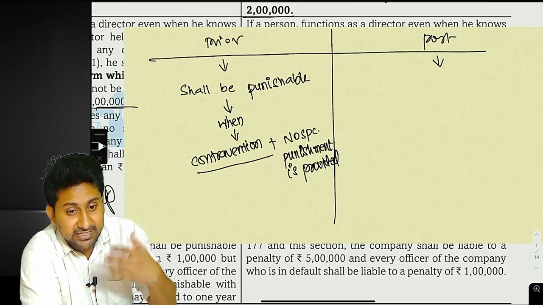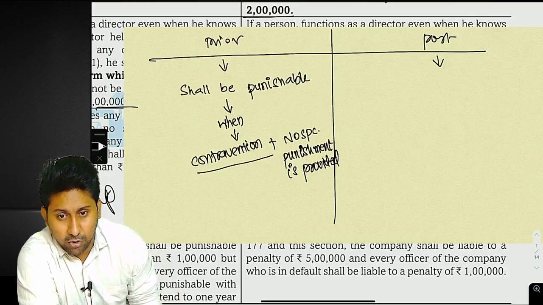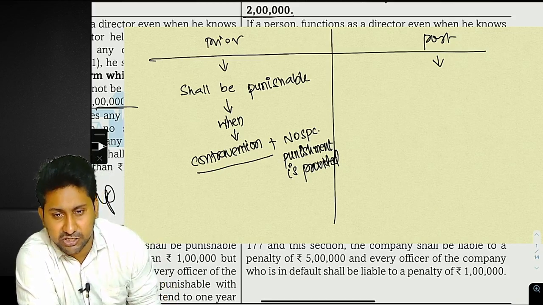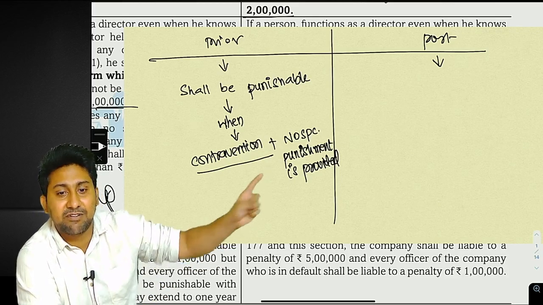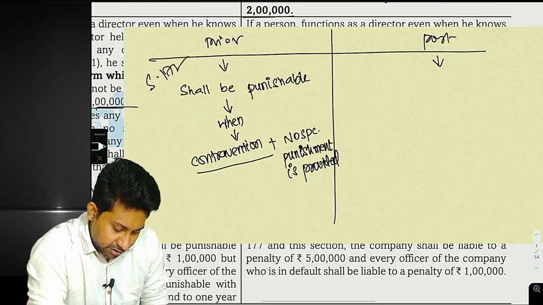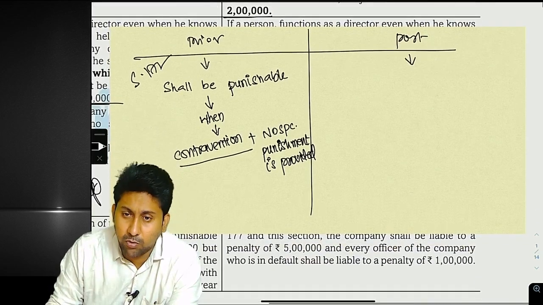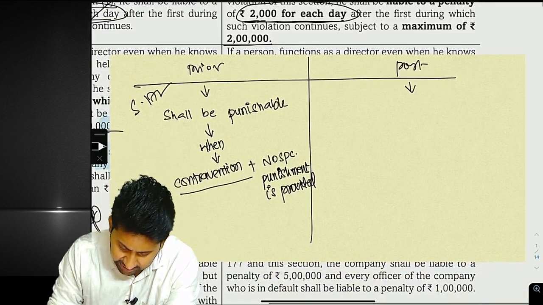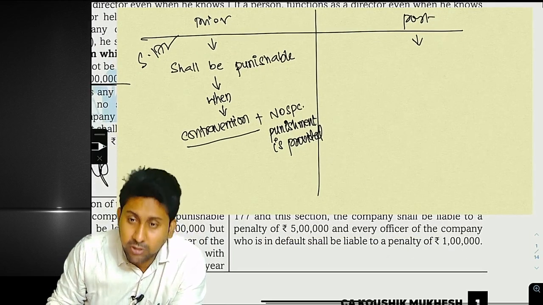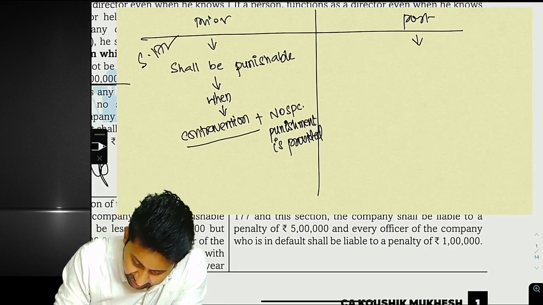Like this, various scenarios are there where no specific punishment was provided in the section. Then what are you going to do? This section will get attracted. This is section number 170. So post amendment, what has been done? Let's try to understand now. Post amendment, they use the language like this.